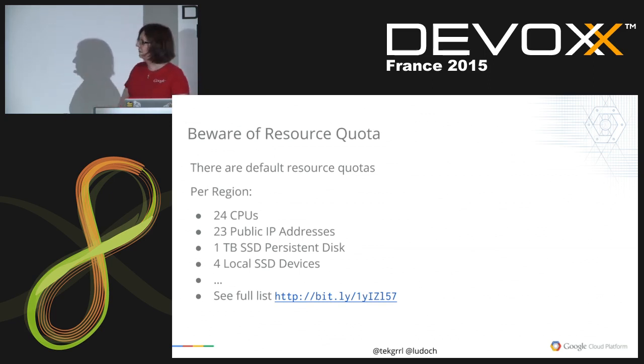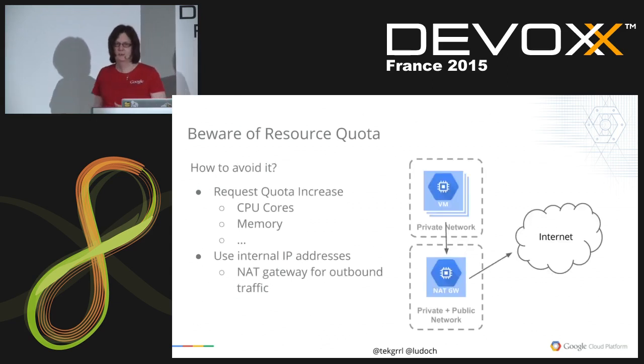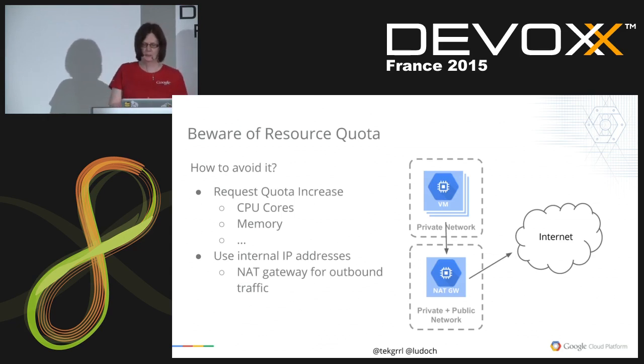You also have to be aware of resource quotas. When you sign up for a cloud project at cloud.google.com, you will get a project. You will have a certain amount of quota you can use initially. You can request increases for that. So you'll get 24 CPUs, 23 public IP addresses, 1 terabyte of SSD persistent disk, 4 local SSD devices. There's a full list on that link there. You can request quota increases very easily. You click on a link, it takes you to a form, and you can say, I need more quota in this region.